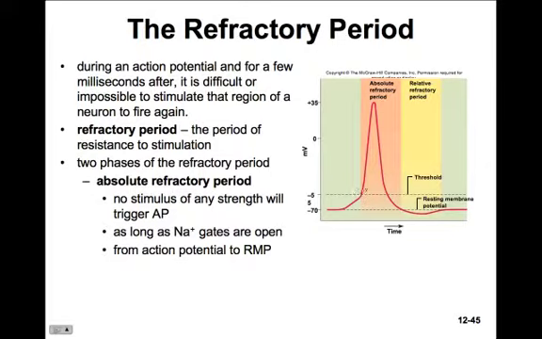Once the threshold is reached, sodium gates fling open. They work very quickly. Sodium rushes into the cell, which increases the membrane potential, depolarizing it. The depolarization causes more sodium gates to open. It's a positive feedback effect until we reach the plus 35 membrane potential.